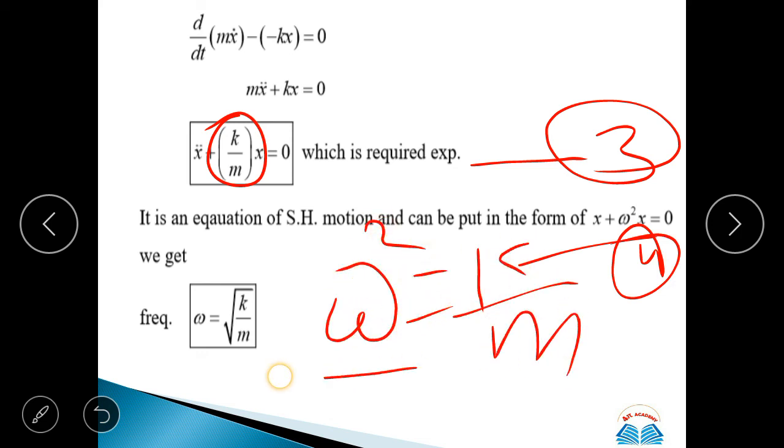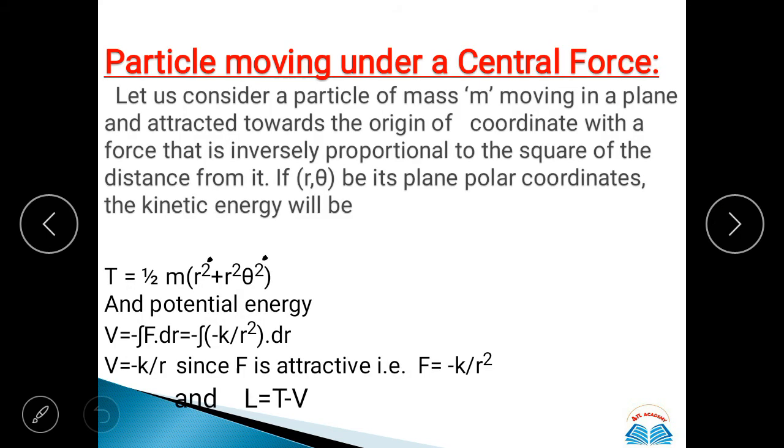So by this we are getting omega equals under root k upon m. So this is our example number 1. Hope you can understand it better. Now the second example I am taking here is a particle moving under a central force.